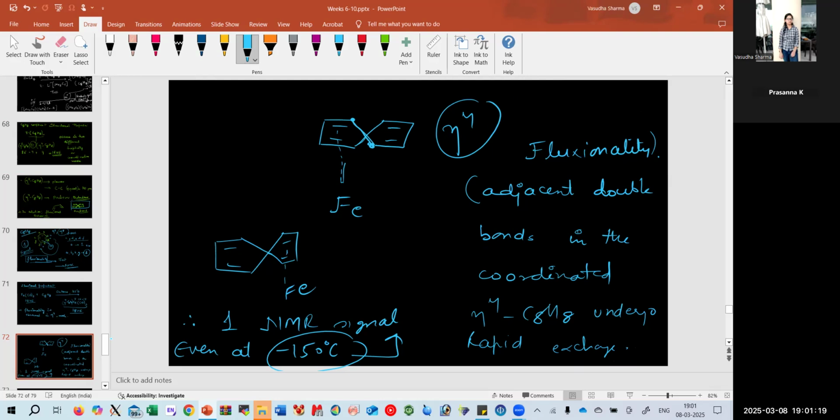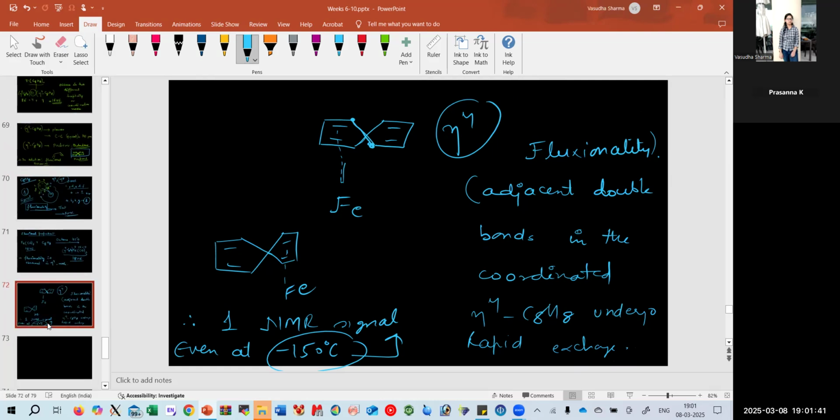In this case, if it has different bond distances and is not a planar ring, if it is a puckered ring, it is very clear that even at low temperature it is undergoing fluxional behavior, and rapid exchange is happening. Therefore, all the 8 centers come as one signal. So I hope this is clear. If there is any question, please feel free to ask it now before we move ahead.